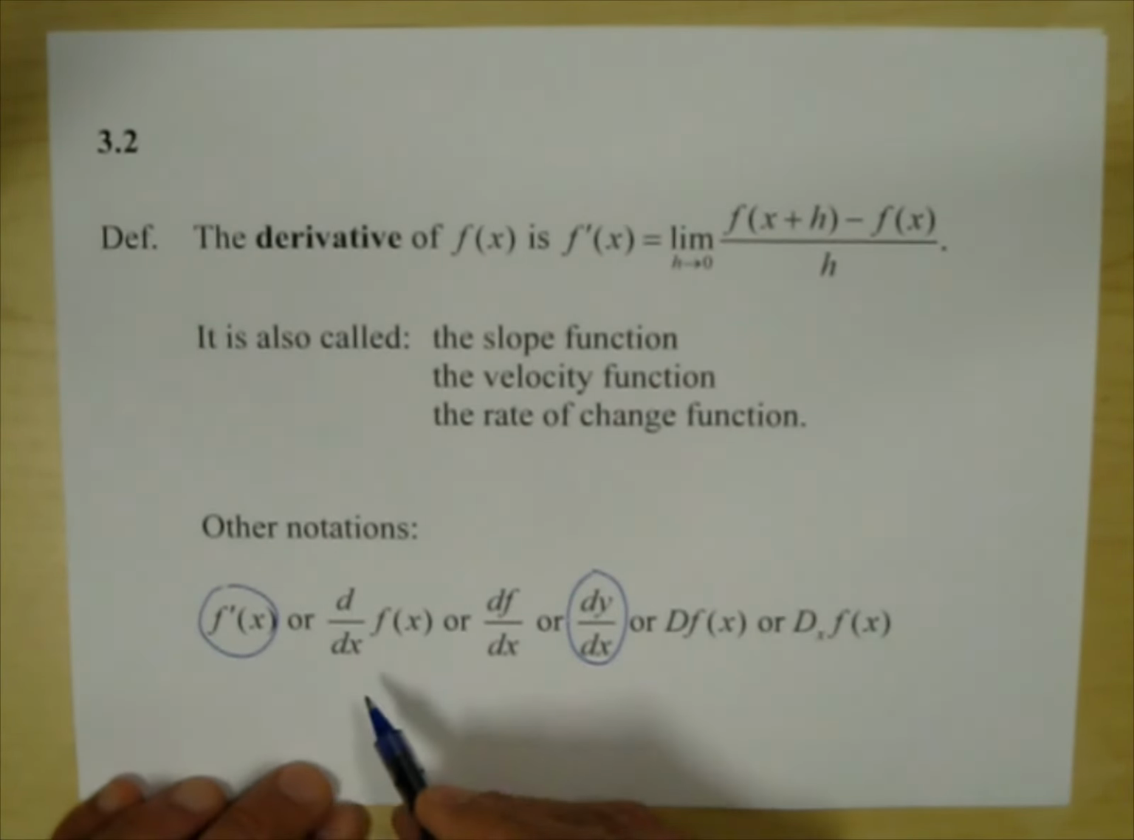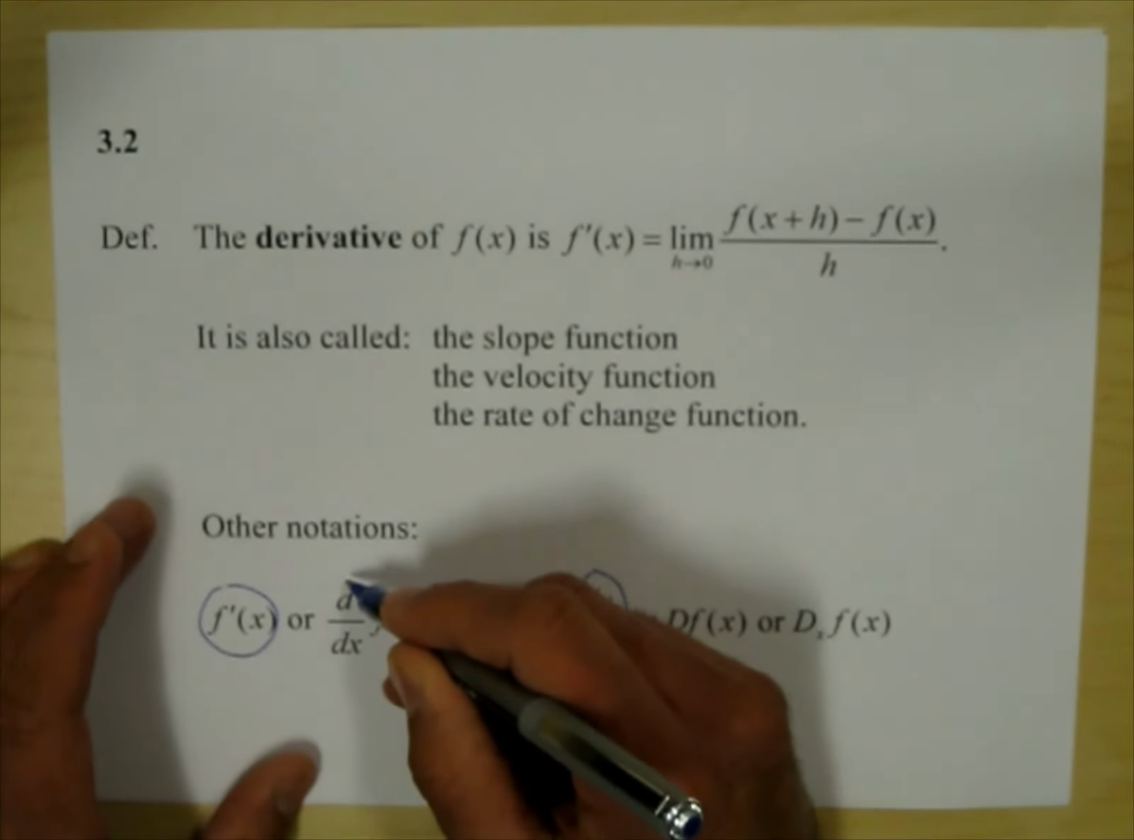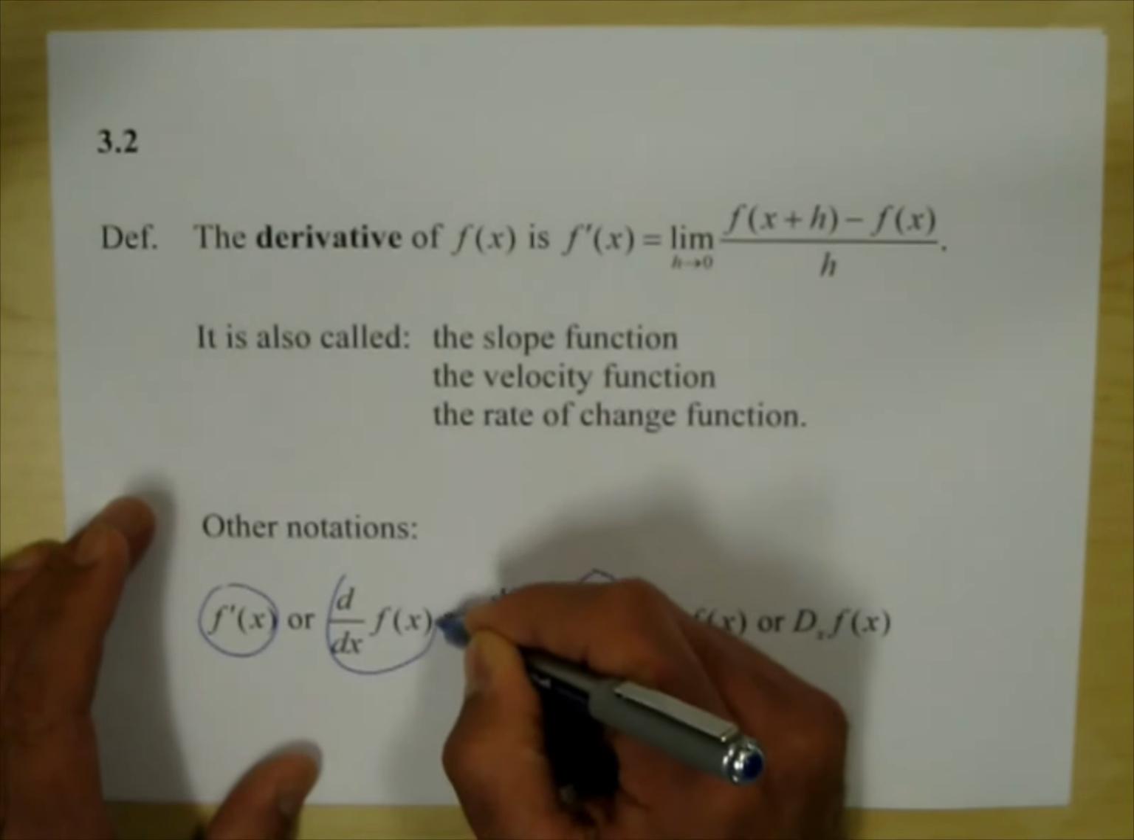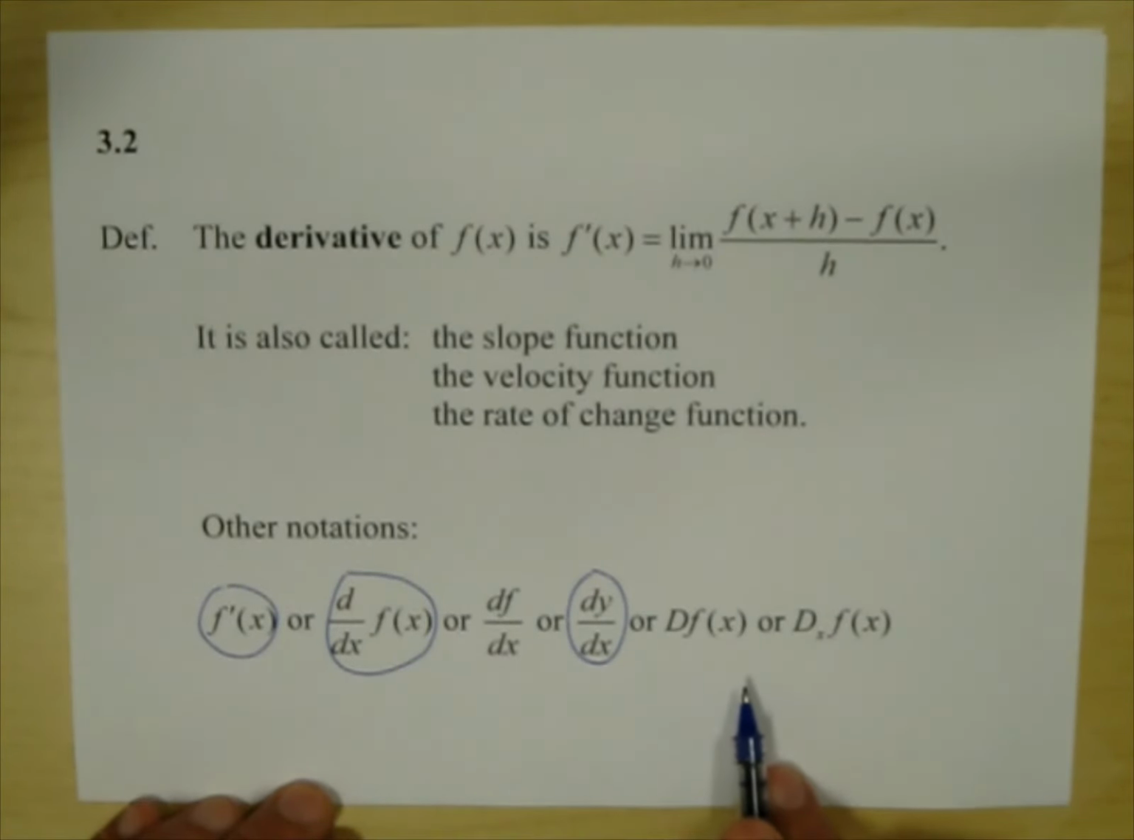Now sometimes we'll see this. Okay, so I better circle this one here. Sometimes we'll see that d dx. Okay, and so this is just notation. Let me explain this notation right here.